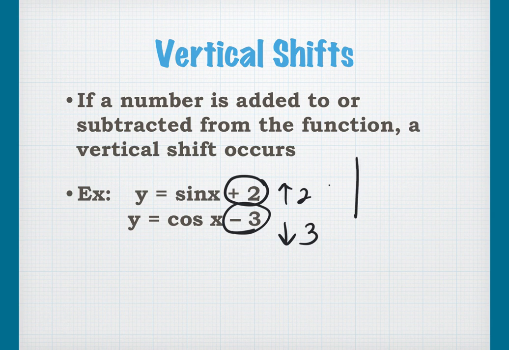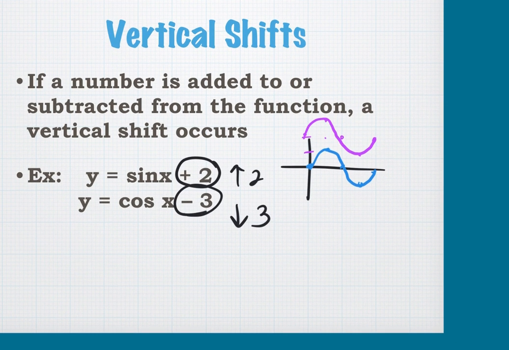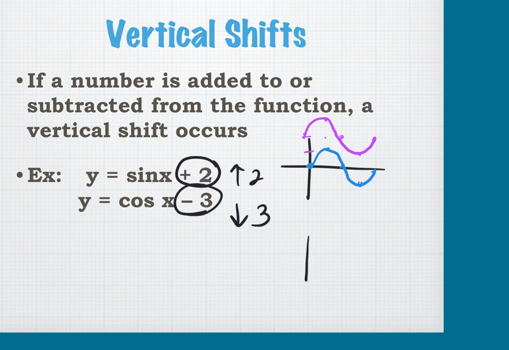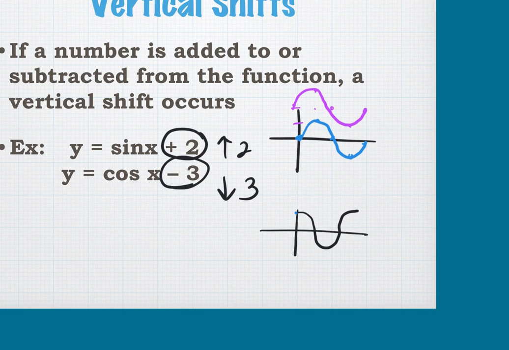So if my original curve is sine, and I make that S shape, I start at 0, I go up, down, up, and then there's a +2. I'm going to take all those points and shift them up 2 places, and then move my curve. If I had cosine, which starts at 1, comes down and back up again, and then I had a -3, I'd take all these points and shift them down 3 places.